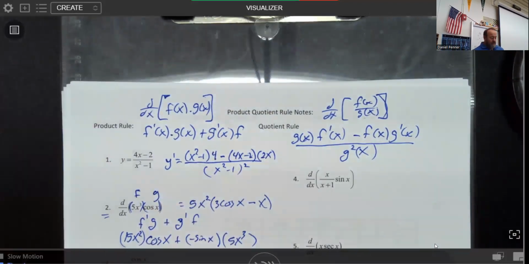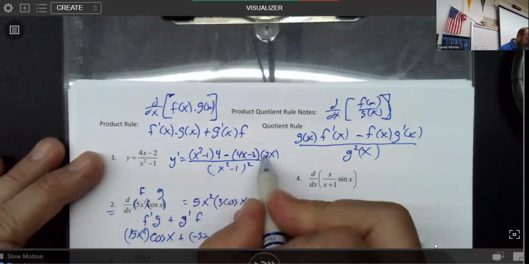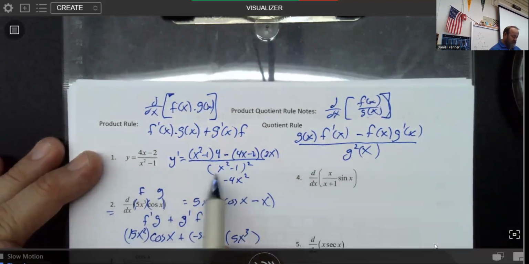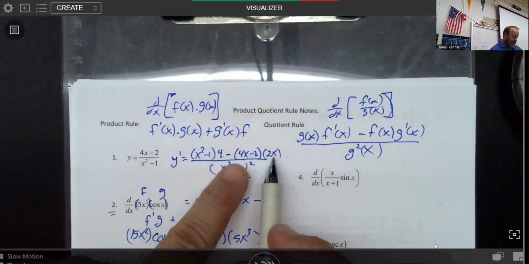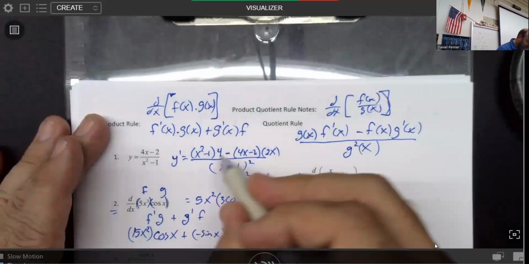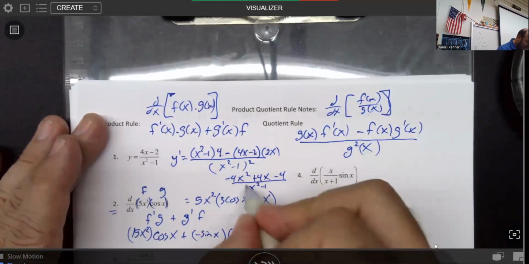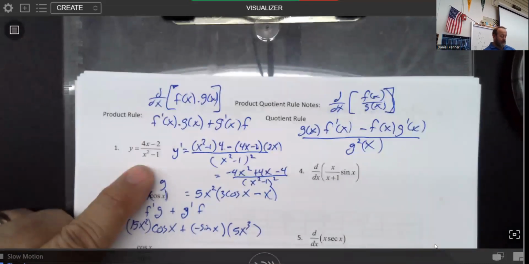Now, it is usually considered proper etiquette to simplify things to the best of your ability. If you look right here, we've got a 4x squared, and if you look over here, we've got a negative 8x squared, so I'd have negative 4x squared on top, because notice 4x squared here, negative 8x squared there. I've got here, there's a 2, so that's a 4x minus 4 all over x squared minus 1 quantity squared. So that would be my derivative of this particular function.